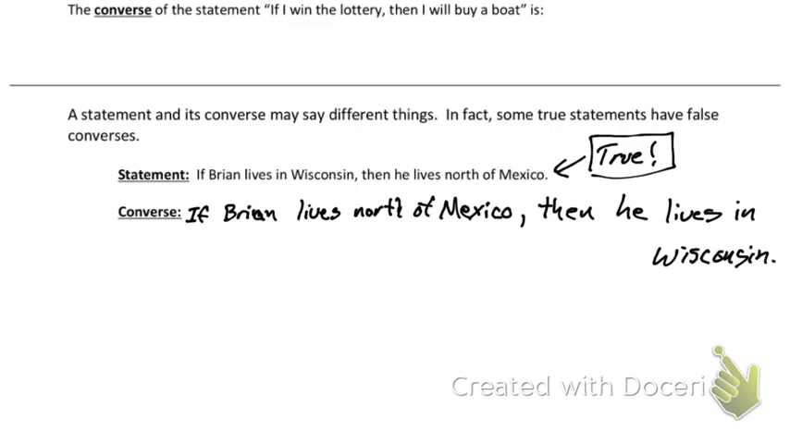Minnesota. Does that fit the first part? If he lives in Minnesota, is he north of Mexico? Is he living in Wisconsin? No. So is this a true statement? No. Remember, to be a true statement, it has to be right 100% of the time. There are no exceptions. So this is false.